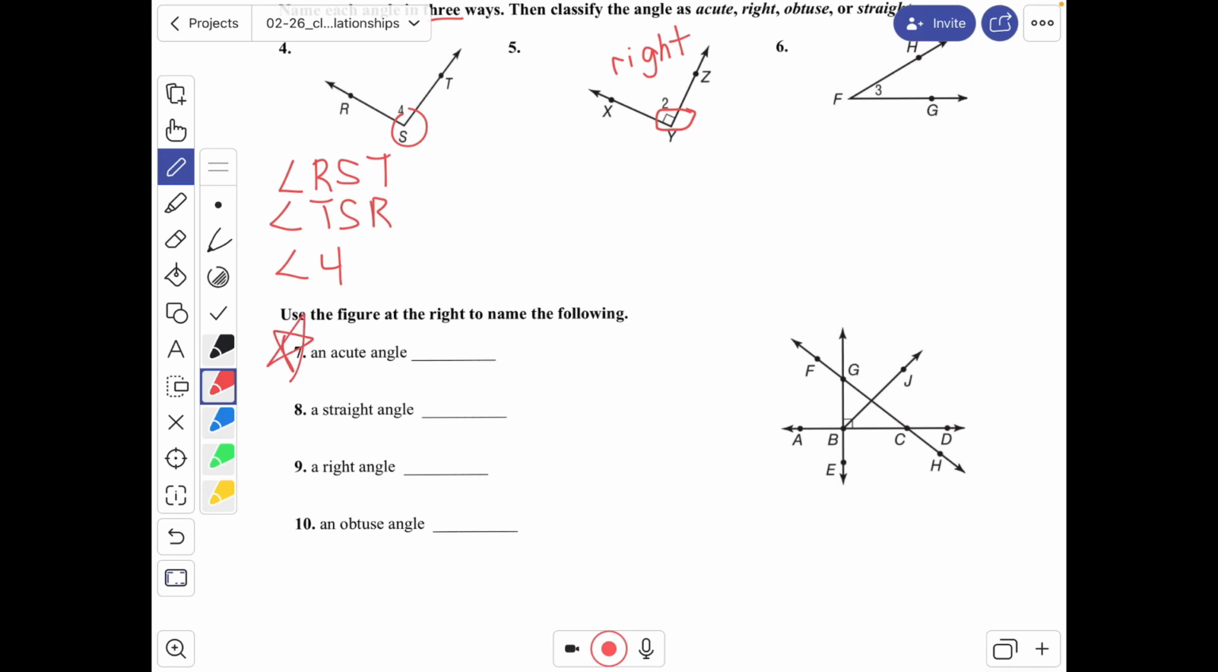Numbers 7, 8, 9, and 10, you're looking at the diagram on the right, and you're going to pick an acute angle. So let's look at our picture and see if we can find an acute angle. I'm going to use this one right here. It makes a little angle though, that's acute. So angle JBC. And there's lots of options for all of them. I'm just giving you that one because that's going to be a quiz question.